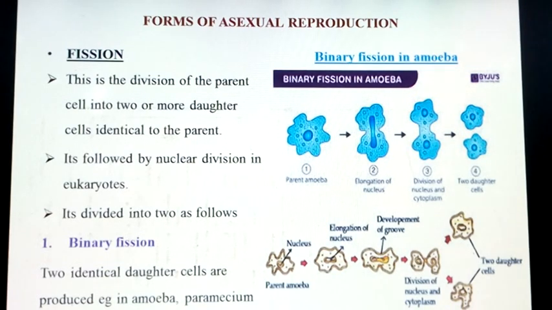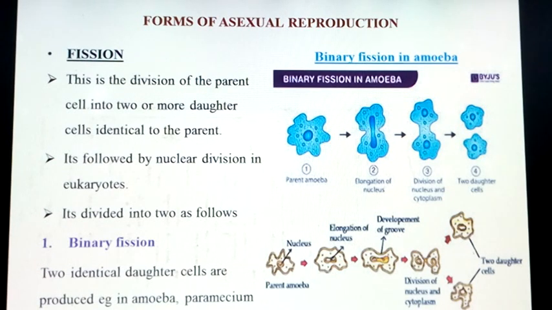Today we are going to discuss forms of asexual reproduction, and among them I'll begin with fission, which simply means division of the parent cell into two or more daughter cells which are identical to the parent. If this happens in a eukaryotic cell, it's going to be followed by nuclear division, and this nuclear division can depend on the number of nuclei which are going to be formed, which we use to classify the fission form of asexual reproduction.